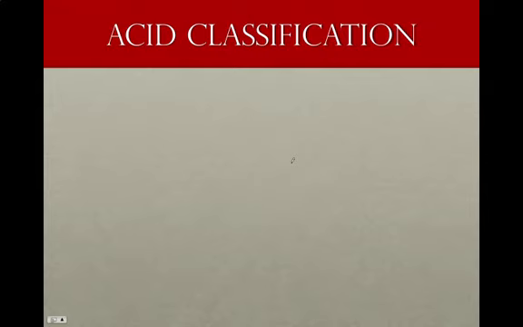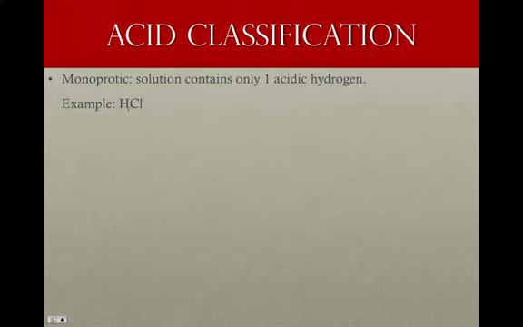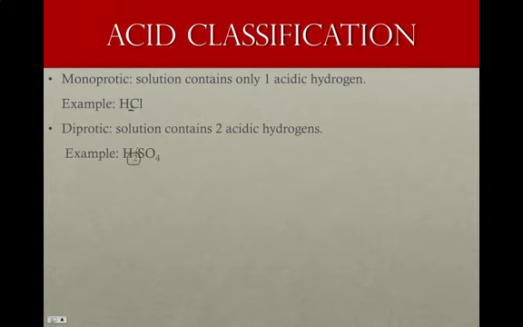So the first way depends upon the number of protons that we have. In a monoprotic acid, it's a solution that contains only one acidic hydrogen. An example of that is HCl. The subscript of the hydrogen here is 1. A diprotic acid is a solution that contains 2 acidic hydrogens. An example of that is H2SO4. Notice that there's 2 hydrogens here, so that makes it diprotic.